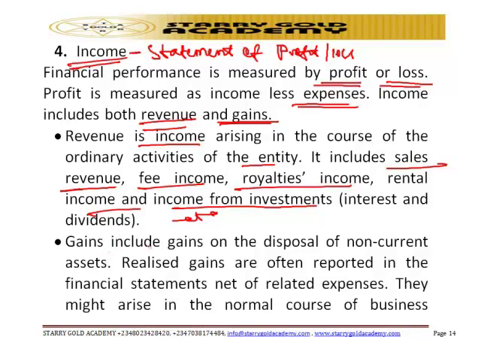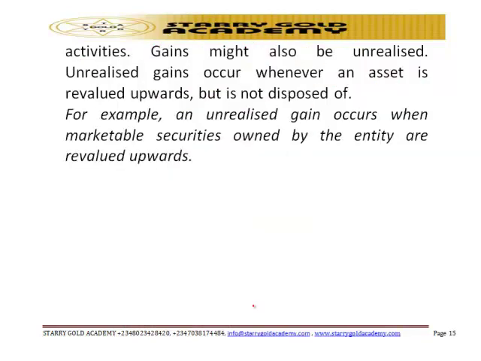And gains include gains on disposal of non-current assets. I'll explain to you what a non-current asset is. So where an item of non-current asset has been disposed, has been sold, and they made a gain on such disposal, that gain is classified under the gain part of income. Realized gains are often reported in the financial statement, net of related expenses. They might arise in the normal course of business activities.